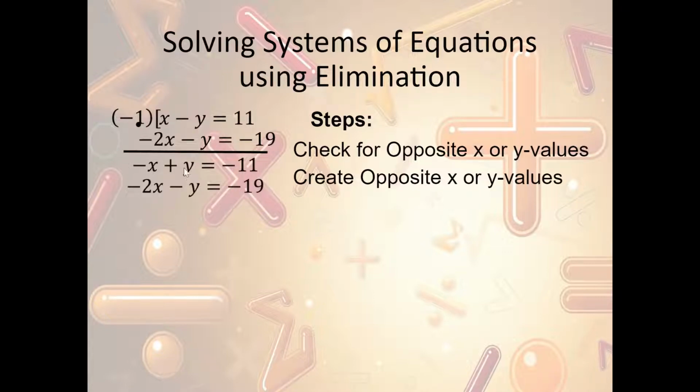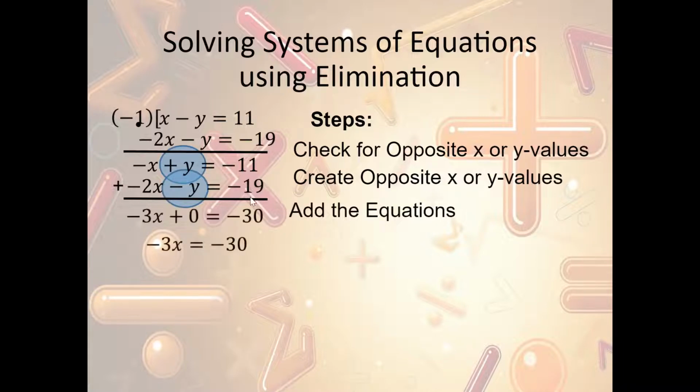So now, notice we have opposite x and y values. So now we just follow the steps we did previously. So then we're going to add the equations together. And we get negative x and negative 2x is negative 3x. These cancel out. And we get negative 11 plus negative 19 is negative 30. So we have negative 3x is equal to negative 30.